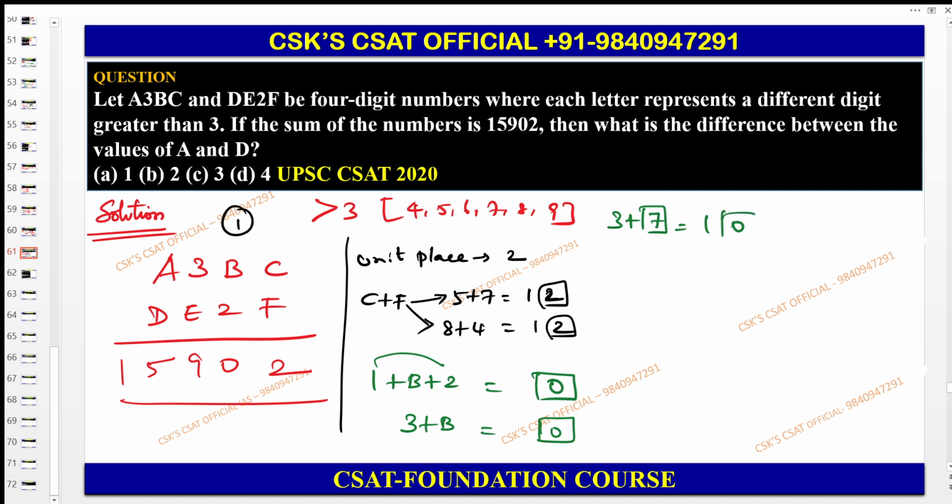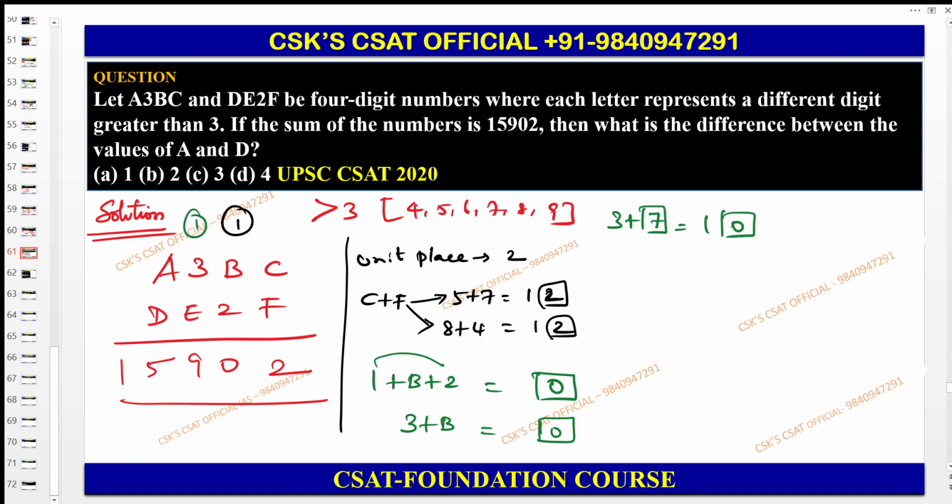Gives 10 here, 0 in the unit place. Nothing else will give you that. 4 will not give you, 5 will not give you, 6 will not give you, 7 will not give you, 8 will not give you. So like this we have to check here. Here, by checking, 7 will give you 3 plus 7. So therefore 1 carries here.